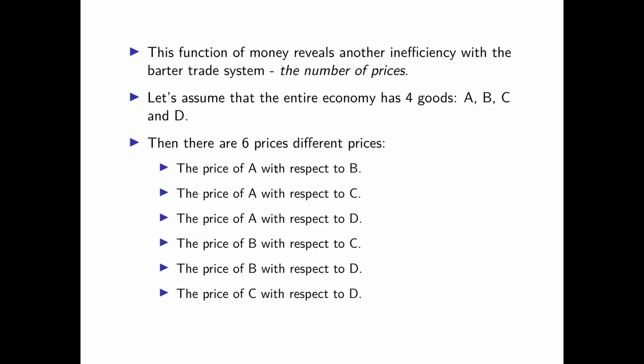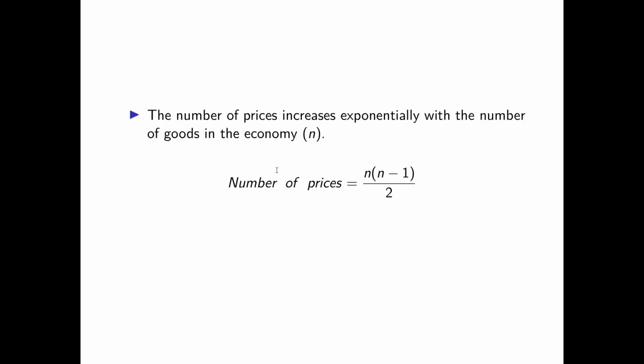You go to the store, the four goods or the four products are on the shelf, you see four price tags and you know how much they are and you can purchase them like that. But you see, this is an economy with only four products. What happens if there are more products? Well, there's a convenient way to calculate the number of prices. So in an economy with n different products, the number of prices would be n times n minus 1 divided by 2. So as the number of products increases, well, the number of prices increases exponentially.